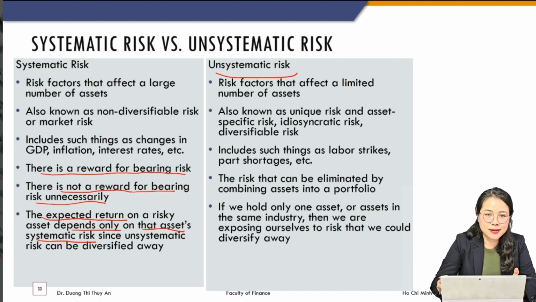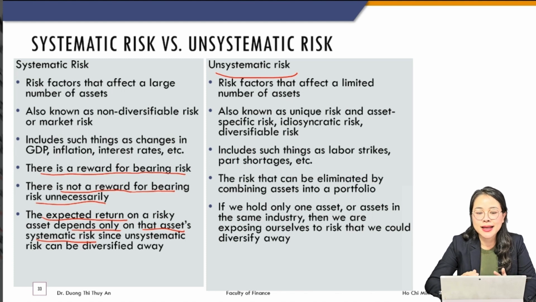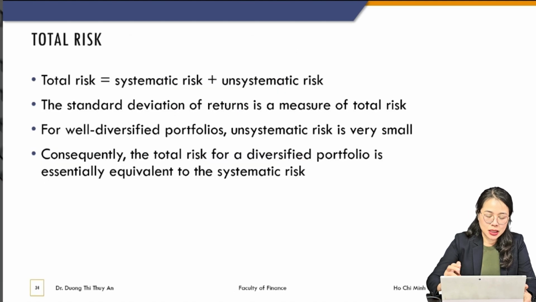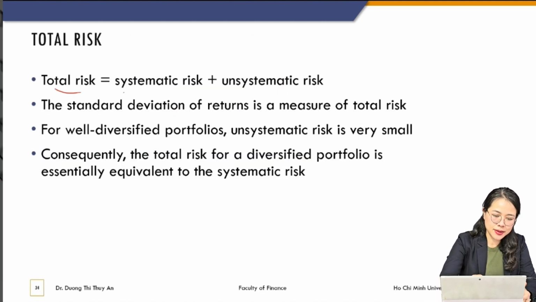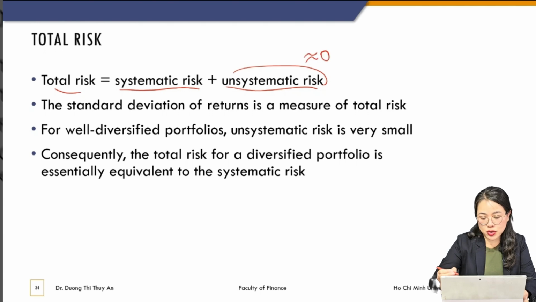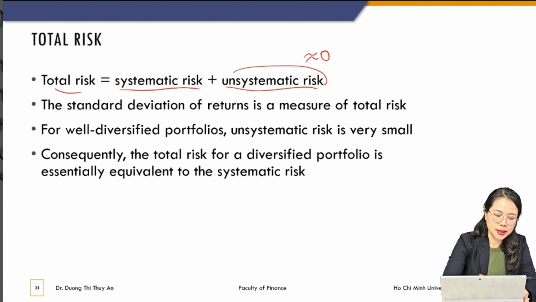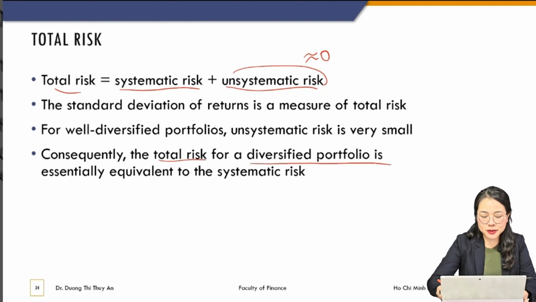So from now on, bear this in mind: expected return is only for systematic risk. The reward for risk, the return, is only for systematic risk. There is no reward for bearing unsystematic risk. So if we keep that in mind, I divide total risk into systematic risk and unsystematic risk. Because unsystematic risk can be diversified away, it is equal to 0. Consequently, the total risk for a diversified portfolio is essentially equivalent to the systematic risk only.